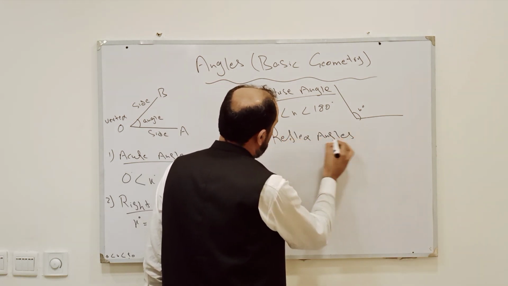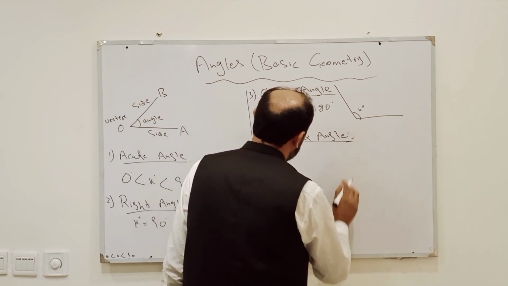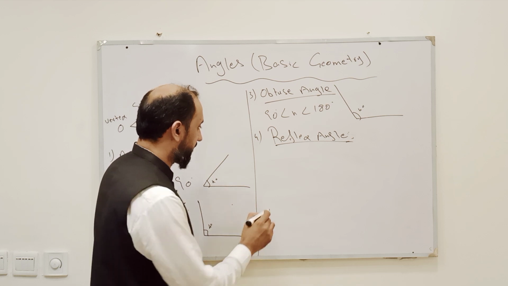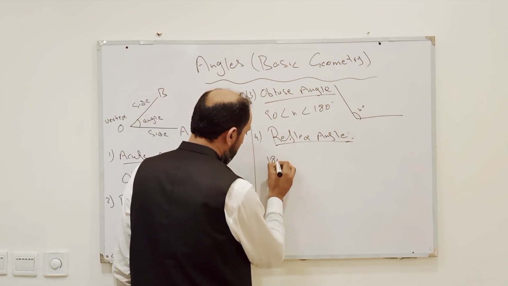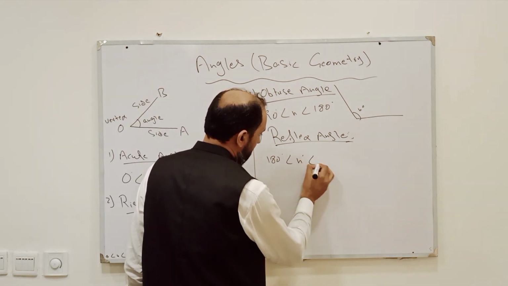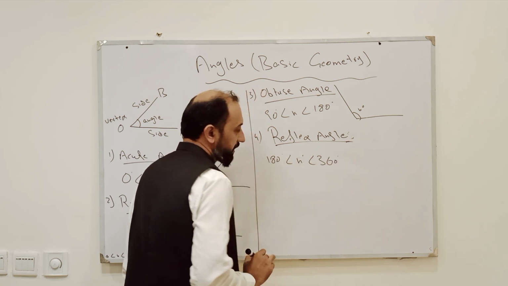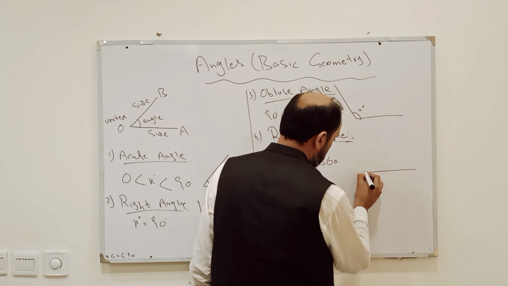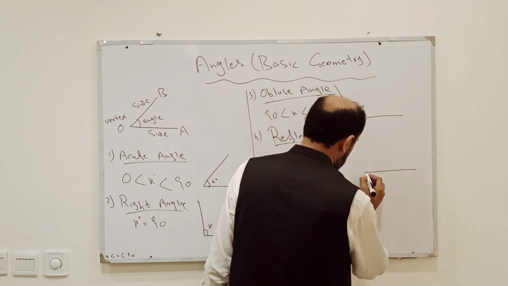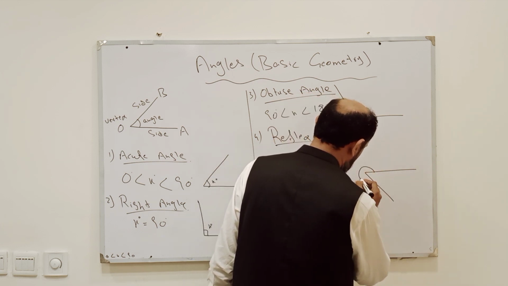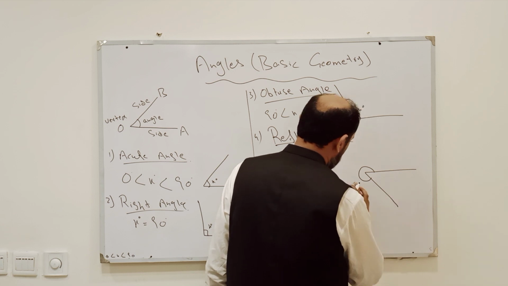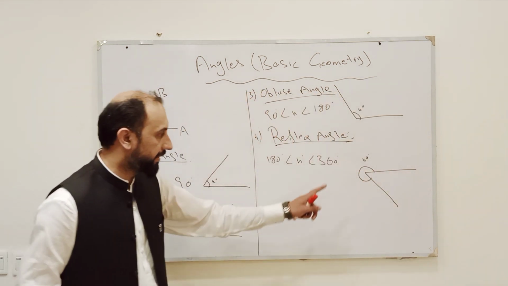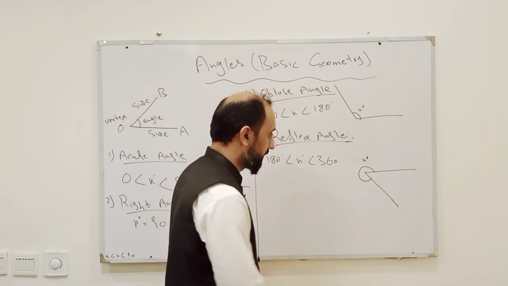Reflex angles are those angles which are greater than 180 and less than 360 degrees. So it's 180 degrees less than x less than 360 degrees. So it's the reflex angle, and the reflex angle is just like this. So it's the reflex angle.